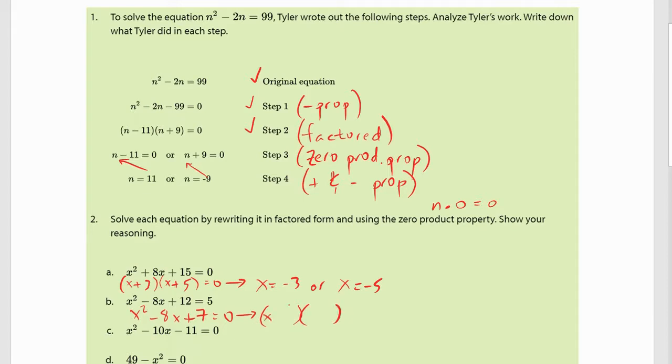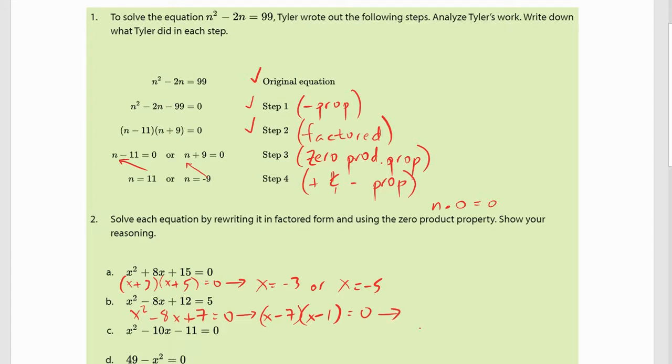We're dealing with x, right? And I know that 1 times 7 gives me 7, and those add up to positive 8. But if both of them are negative, they still multiply to positive 7, but when you combine them, they give you negative 8x, which is what you wanted.